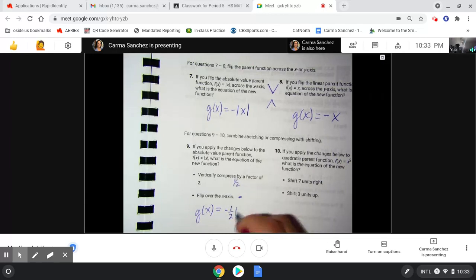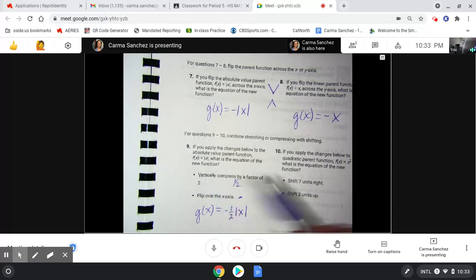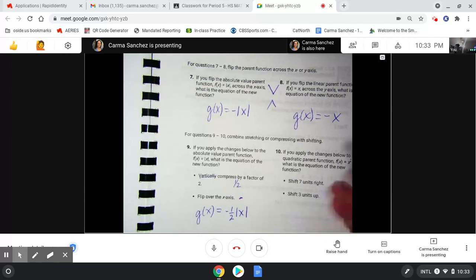And then don't forget the absolute value of x. Why is there no change inside with the x? Because this is a vertical compression, not a horizontal. Remember, horizontal changes inside and vertical changes outside.